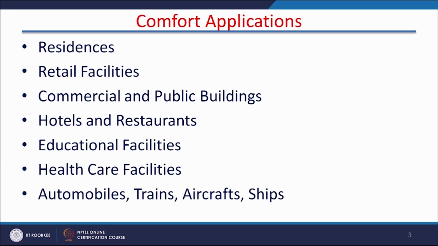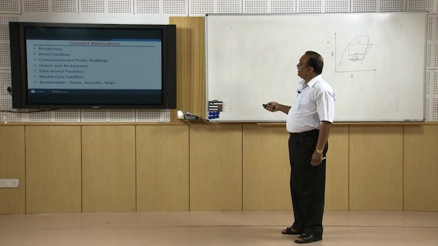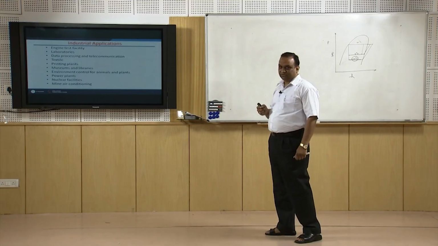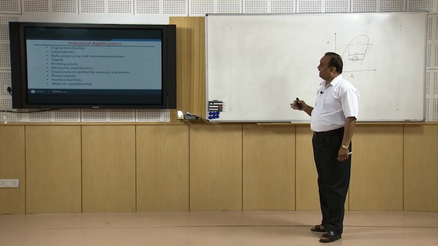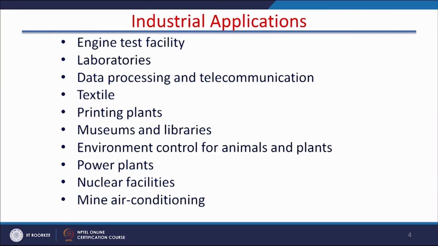It is not confined to residential cooling; air conditioning is used even in automobiles, trains, aircraft and ships. In addition to these comfort applications, there are industrial applications also for air conditioning. I am quoting some of the facilities, like engine test facilities, laboratories, most of which are air conditioned, data processing and telecommunication, textile industries, printing plants, museums and libraries.